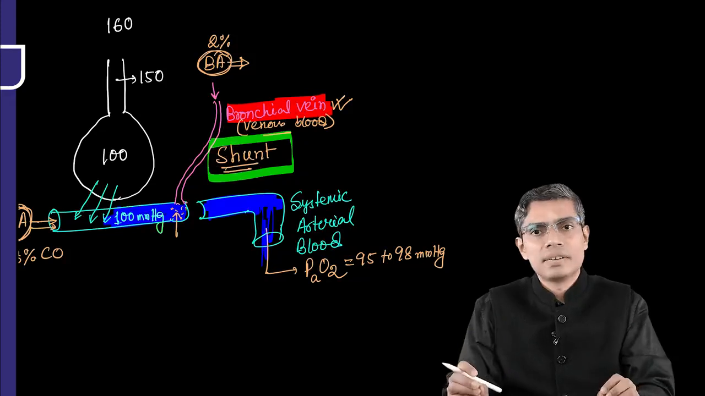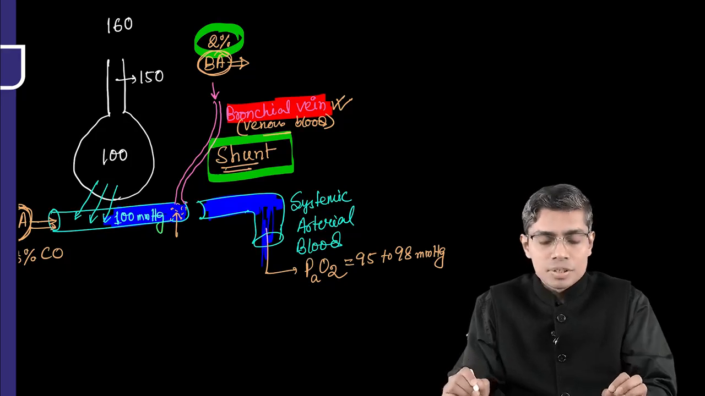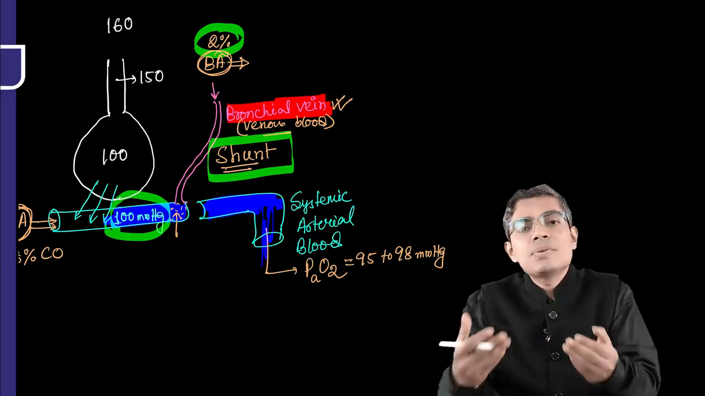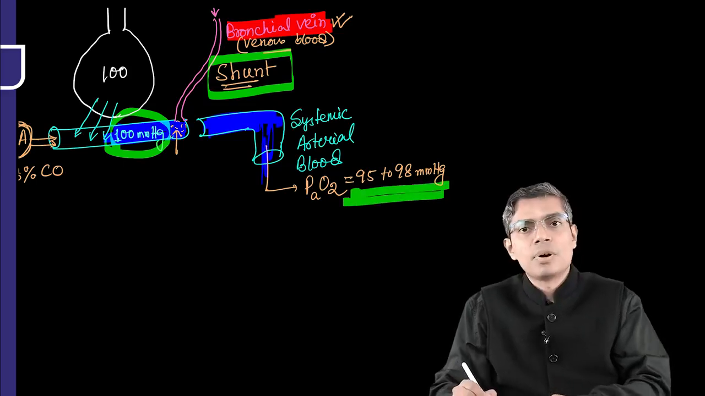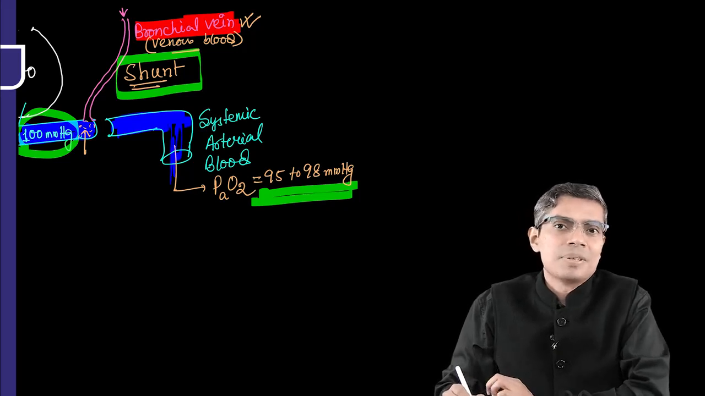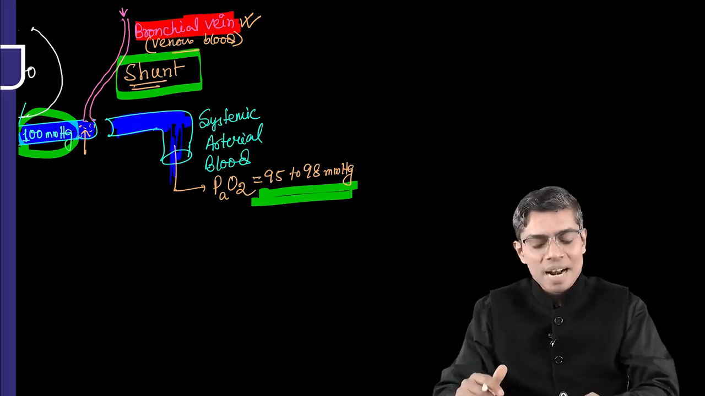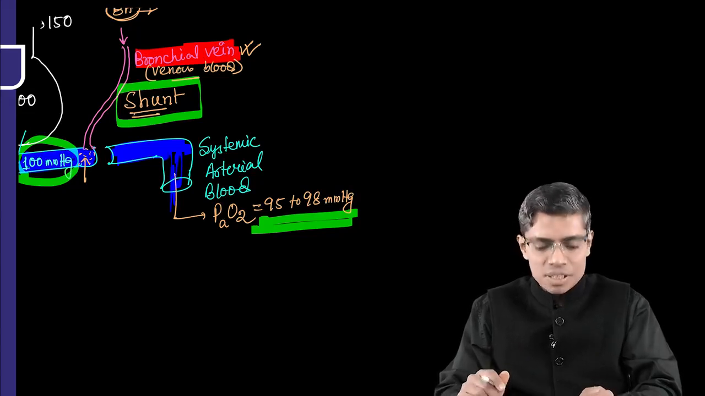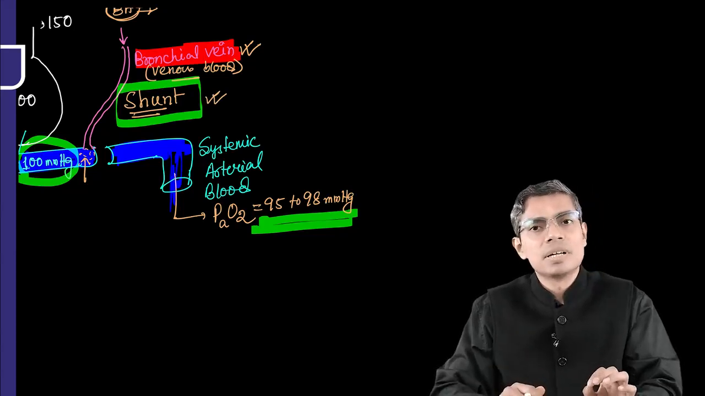But it is very little, only 2% of blood is shunted here, because of which the partial pressure of the capillary blood will reduce a little, and that little reduction is nothing but from 100 to 95 to 98 millimeter of mercury. So if I ask you why there is a further drop of partial pressure in the arterial blood, that is due to the physiological shunt at the pulmonary capillary.